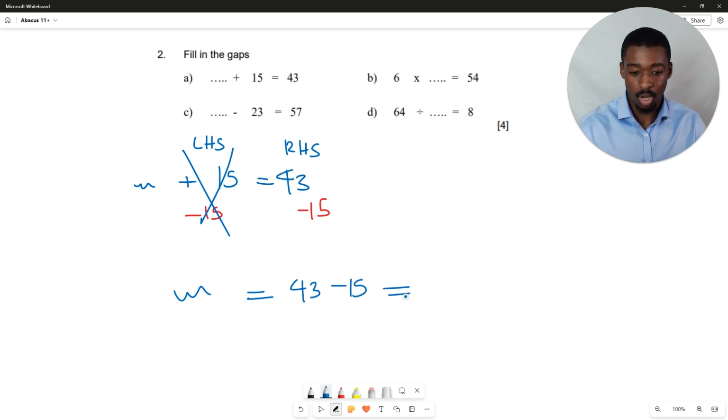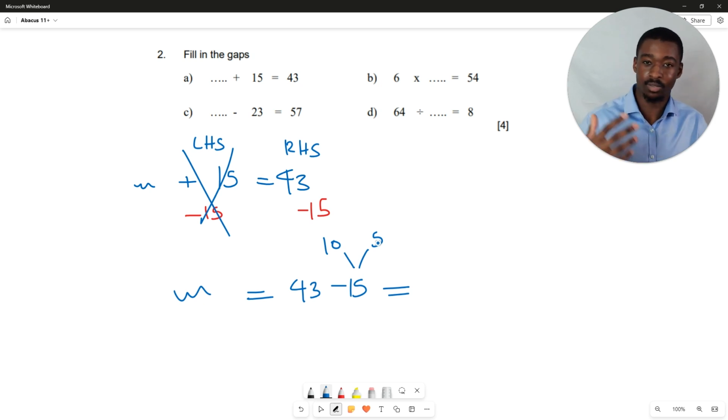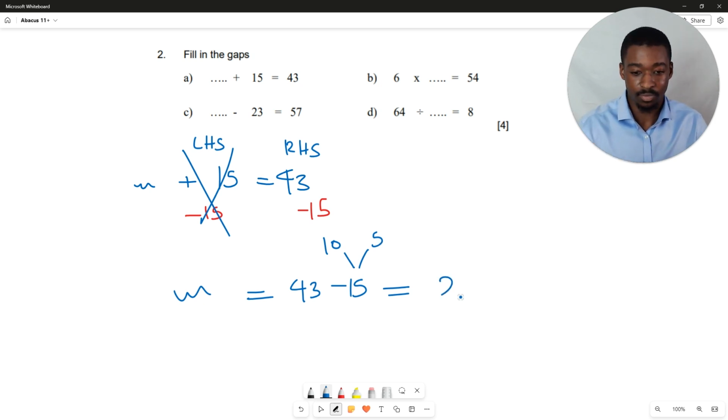Now, we can just simply work this out using mental maths. We know 43 minus 15 is the same thing as 43 minus 10 minus 5. And we can do that in our head. 43 minus 10 is 33. 33 minus 5 is 28. So we have 28. So our gap is 28.